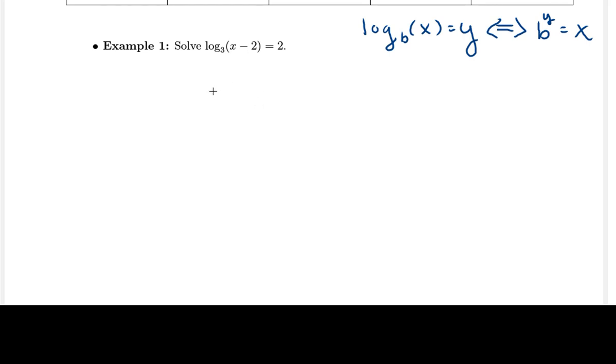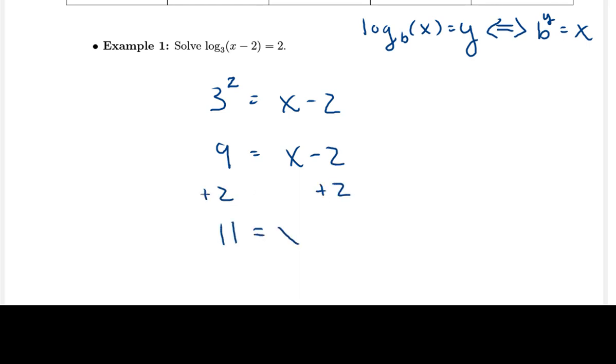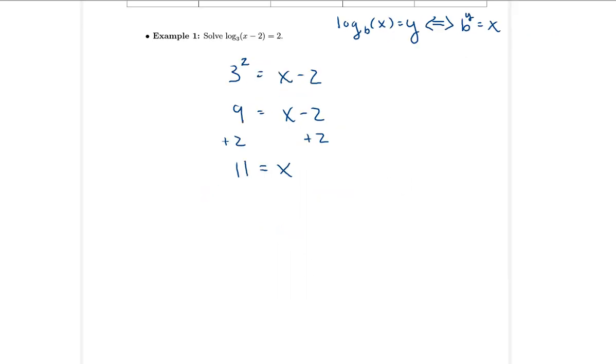Right? So we know that we're going to take the base of the logarithm raised to what the log is equal to, x minus 2. And we get 9, of course, is x minus 2. So we add 2 to both sides, so we get x equals 11. And that's our solution, but as you know, we always should, especially when we have new equations that we haven't solved before, we should definitely check to make sure that this answer makes sense.